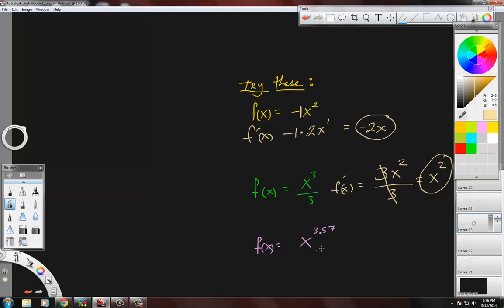And if you had something silly, like x to the 3.57 power, this would simply be 3.57x to the 3.57 minus 1 power. So this would become 3.57x to the 2.57 power. And these two rules, the constant rule and the power rule, make your life so much easier. You guys have a fantastic day.